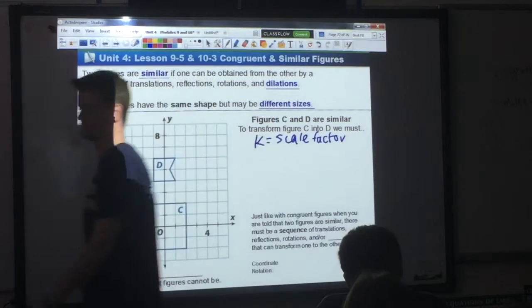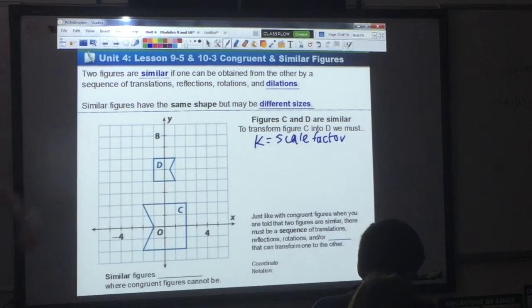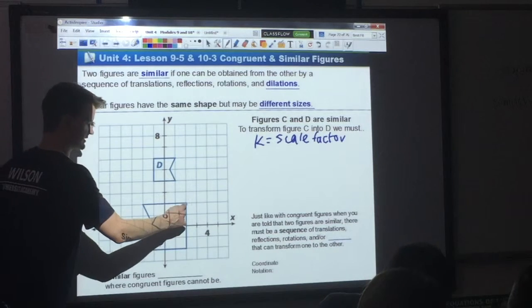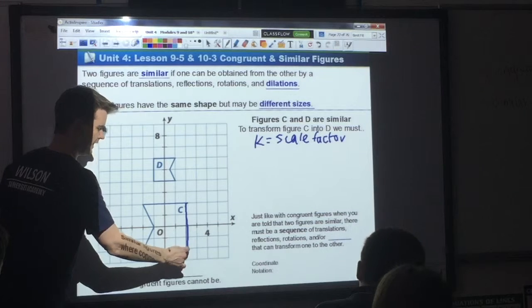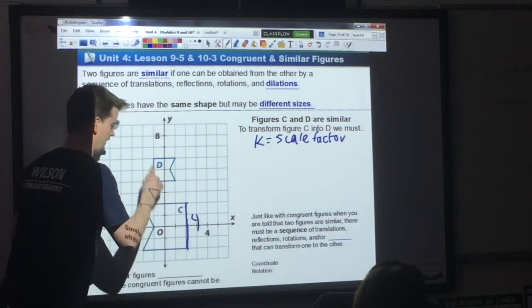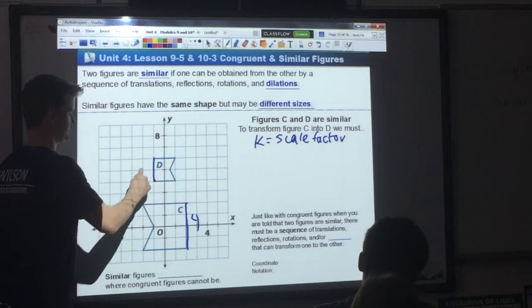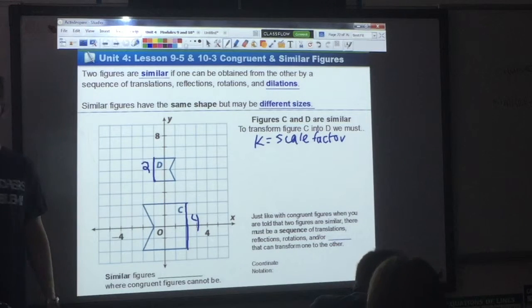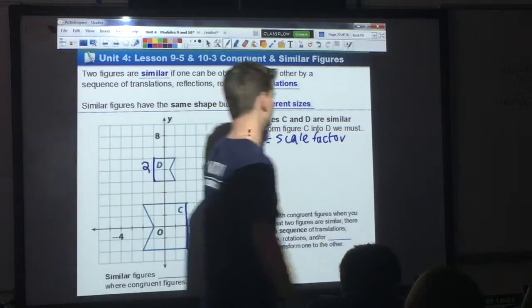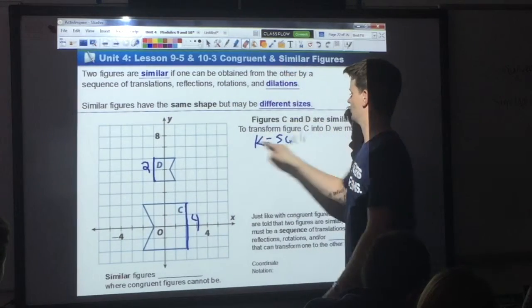How can I identify the scale factor given these two images? Get one of the straight sides and count the units. Yeah, so remember, this is my pre-image. This is my image. So we're going to use this side right here. How long is that side? It's 4 units. And how long is this side? 2 units. So we want to find the scale factor. The key question is, which one of those numbers is going to be your numerator?